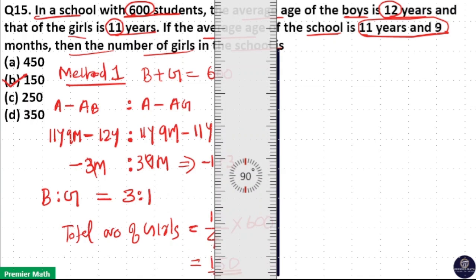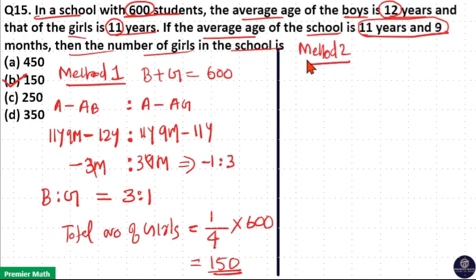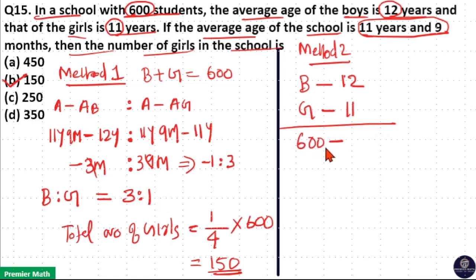Now, the second method is shortcut method. Here, number of boys is B and average of boys is 12 years. Number of girls is G and average of girls is 11 years. And total number of boys and girls is 600. And average of this 600 students is 11 years and 9 months. Now you can see 11 is common. So I will write this 12 as 11 plus 1. Now this 1, extra 1 is for this total number of boys. So 1 into B.